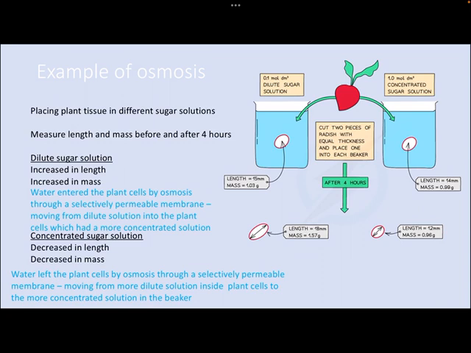You could also be asked to work out the percentage change in length or in mass. So to work out the percentage change, you need to know the change, the difference, so the before and after, and then you always place it over the initial length or mass, or whatever the question is asking you about. So for example, if you were being asked about the percentage change in mass for this dilute solution, it went from 1.03 to 1.57, so that is a change in mass of 0.54, divided by the initial mass, which was 1.03, multiplied by 100%, and that would tell you that the cell increased by 52.4%.